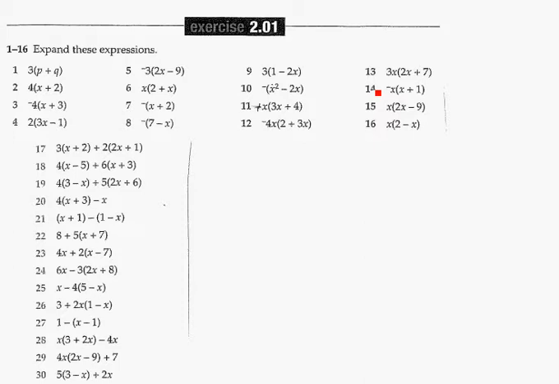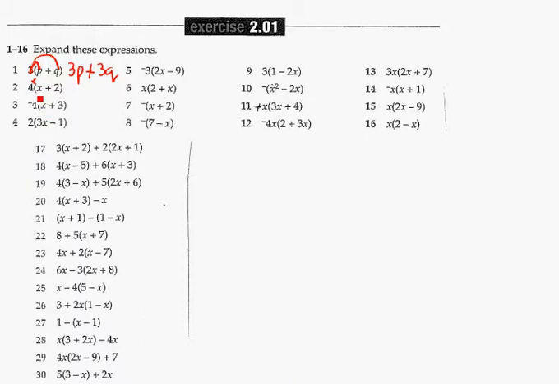Exercise 2.01, we're expanding single brackets. So just a bit of quick revision. Remember there's a times sign in between there. 3 times p is 3p. 3 times q is 3q. The signs are all positive, so we'll stick with the positive in between.